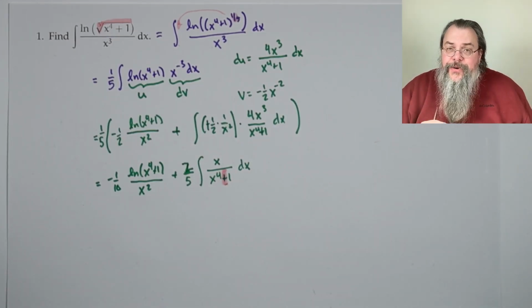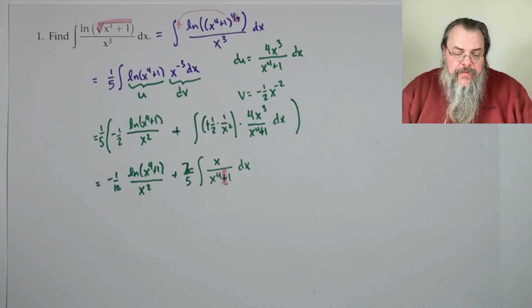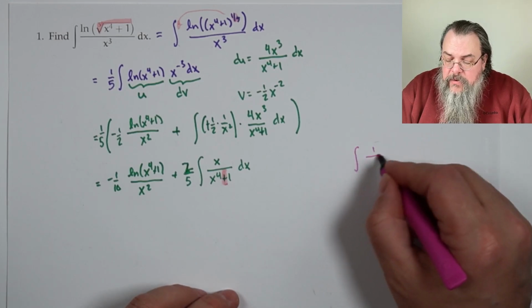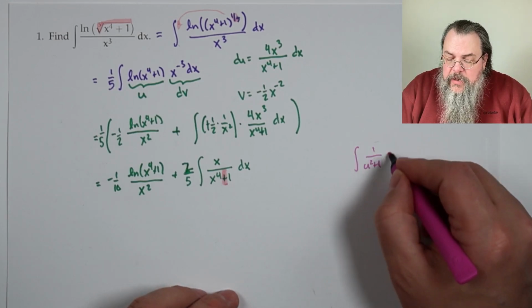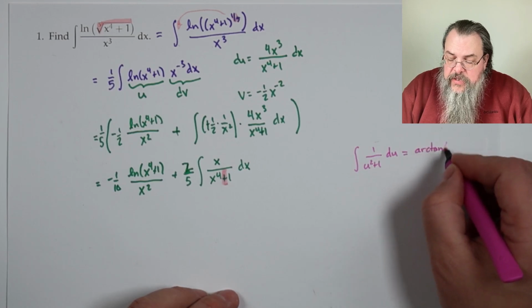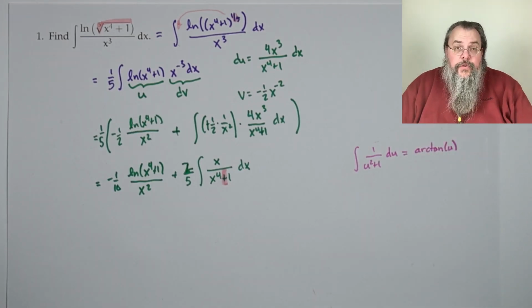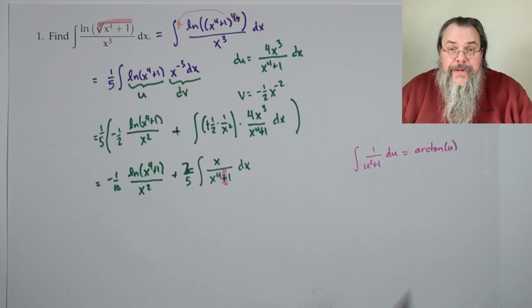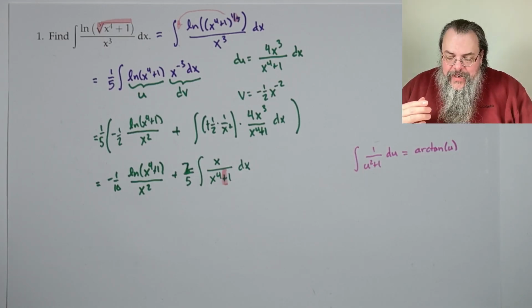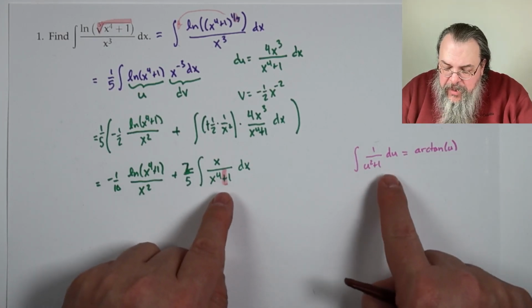But, you know, it reminds me of something. It reminds me of one of my favorite facts. Namely, if you integrate 1 over u squared plus 1 du, the result is arctangent of u. Oh, see how there's a plus 1 and a plus 1? Aha! It's like they wanted it to happen. It's like they wanted it to be there. Now, this might work.